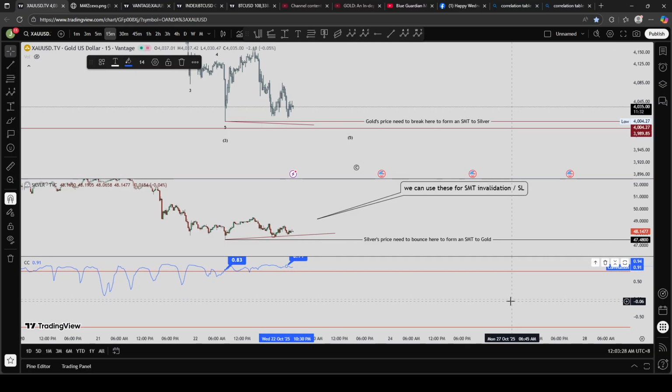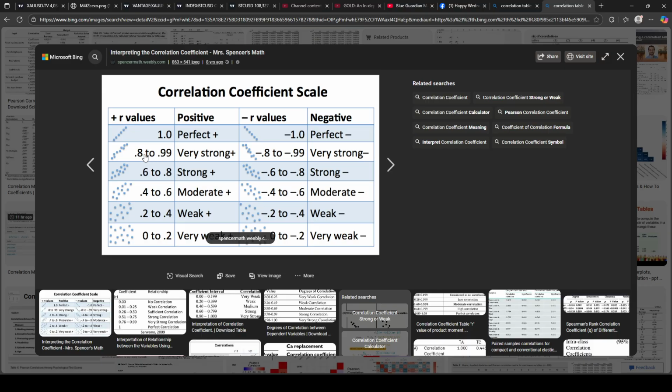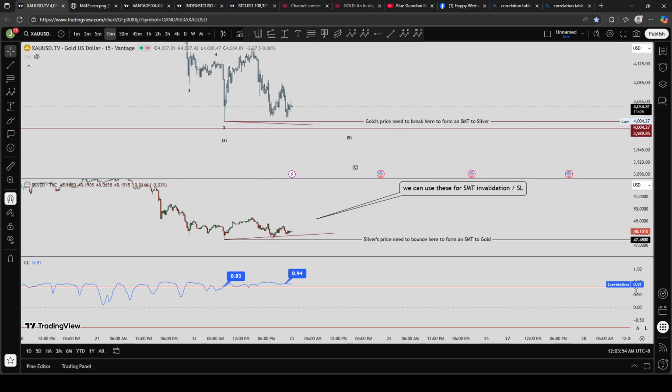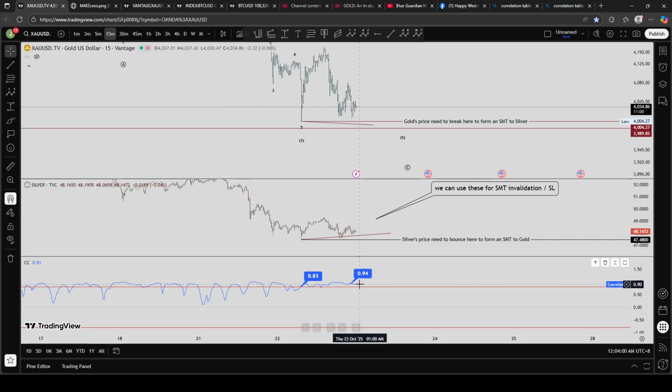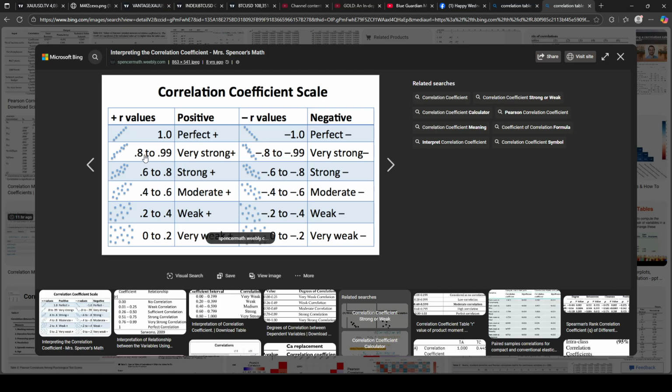If the correlation value is above 0.8 to 0.99, then that means that SMT is a very strong smart money technique or divergence. So that's one of the criteria I use in trading gold, and I will only take an SMT if the correlation is positive and at least very strong, which is 0.8 to 1.0.